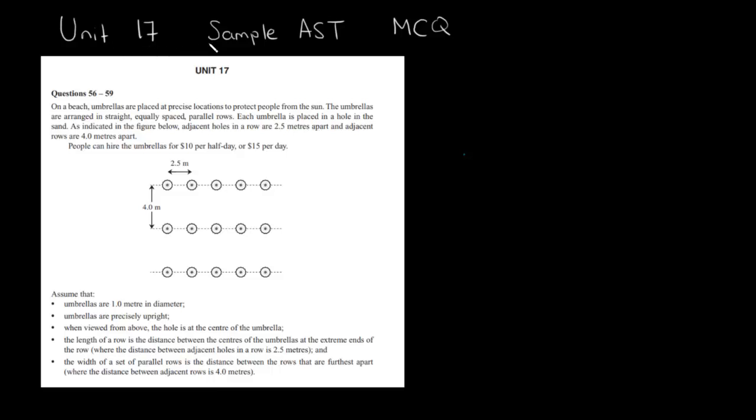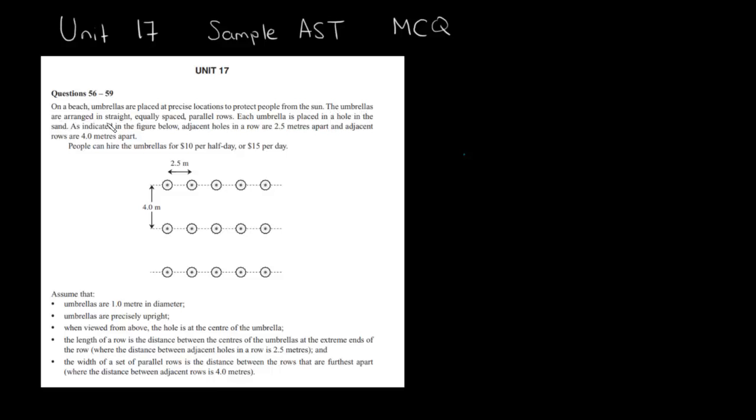Okay, this is Unit 17 in the sample AST test, one of the MCQs. Alright, so this is Unit 17, questions 56 to 59. It says, on a beach, umbrellas are placed in precise locations to protect people from the sun.